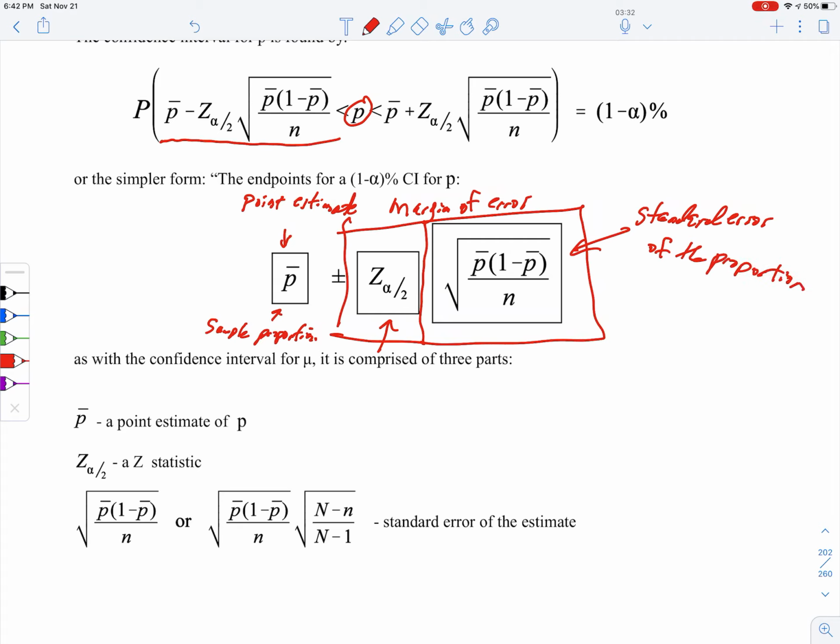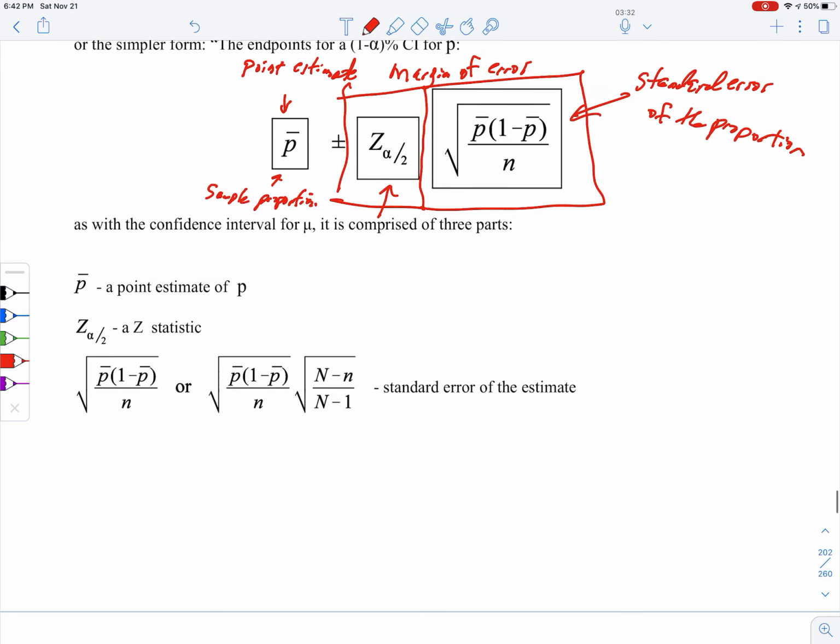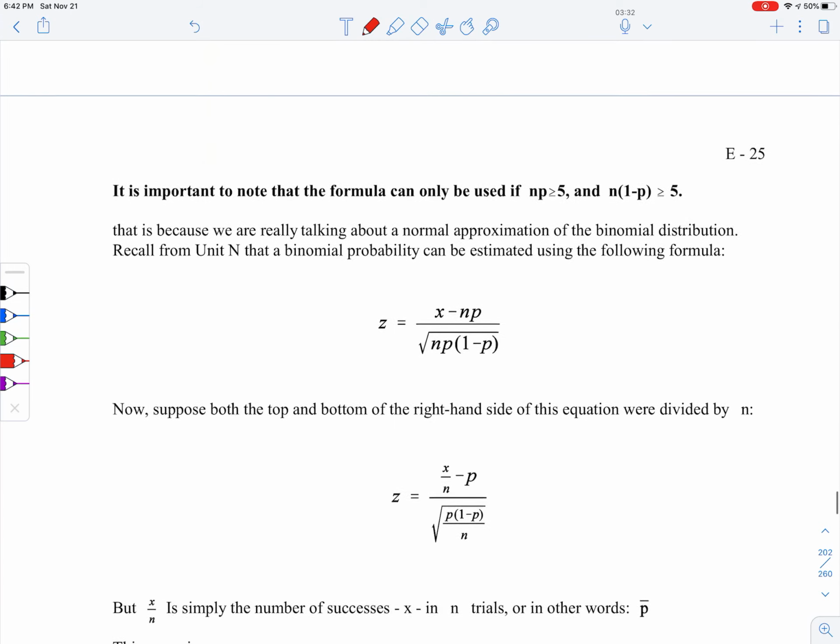Now, generically, we call that the standard error of the estimate. But if you're estimating the mean, it would be the standard error of the mean. If you're estimating the proportion, it would be the standard error of the proportion. And so down here, we've got the standard error of the estimate. And so it would be this guy here. Or, of course, you could have an FPC factor tacked onto it as well.